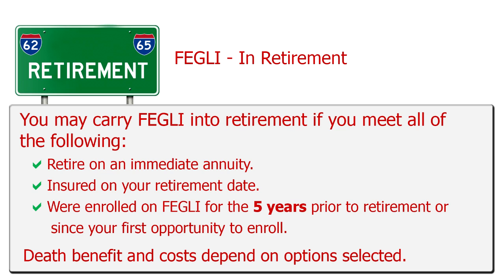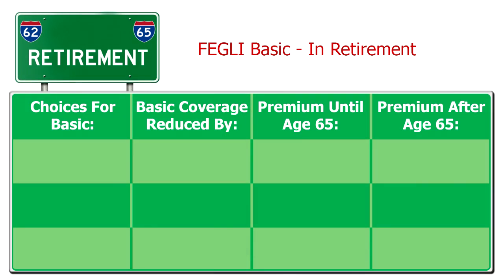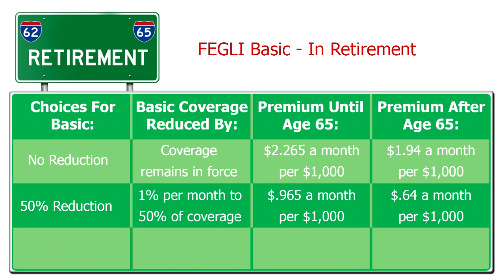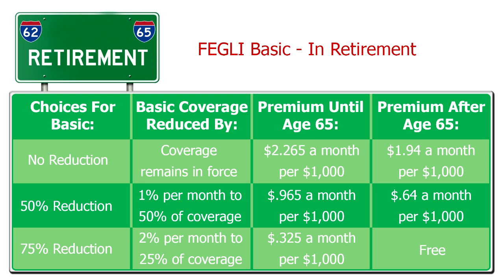We will discuss FEGLI Basic coverage in retirement first. The cost structure per $1,000 of death benefit for FEGLI Basic will depend on which choice is elected at retirement. This slide only pertains to FEGLI Basic coverage. We will discuss options A, B, and C momentarily. There are 3 choices for FEGLI Basic in retirement: no reductions, 50% reduction, or 75% reduction of your death benefit.